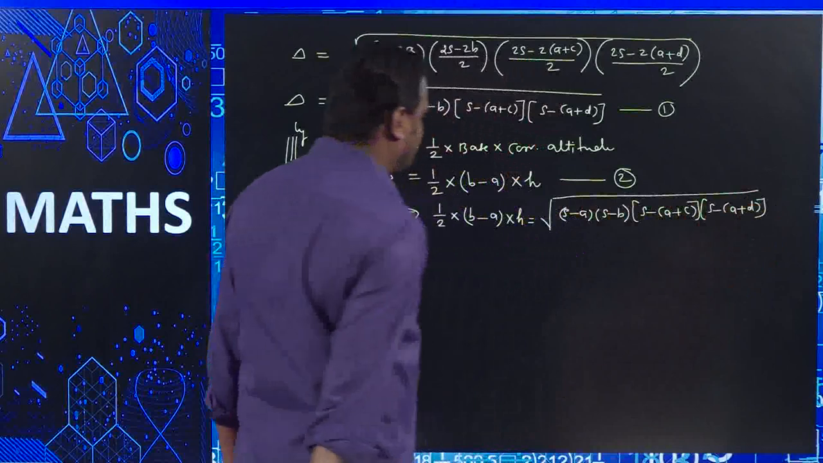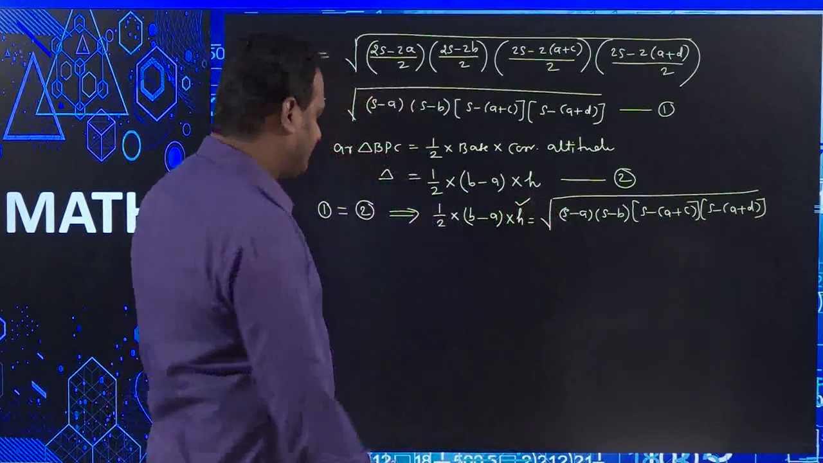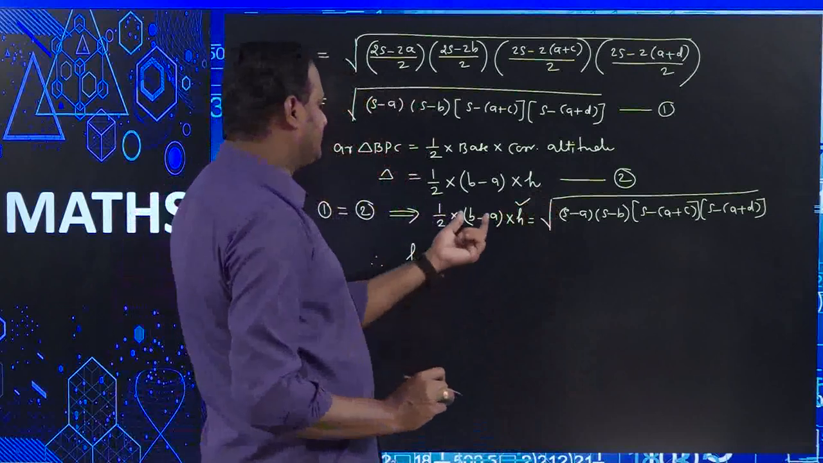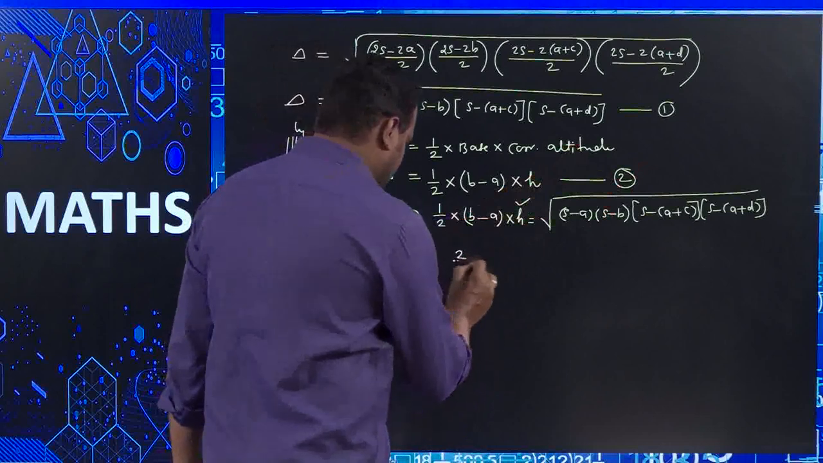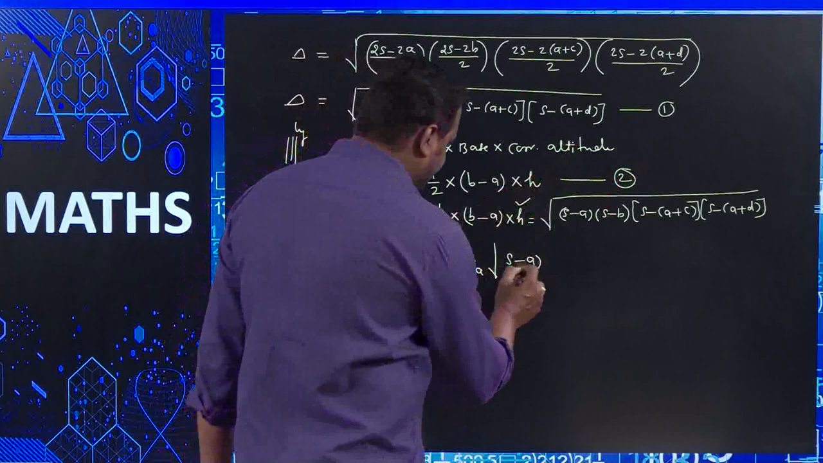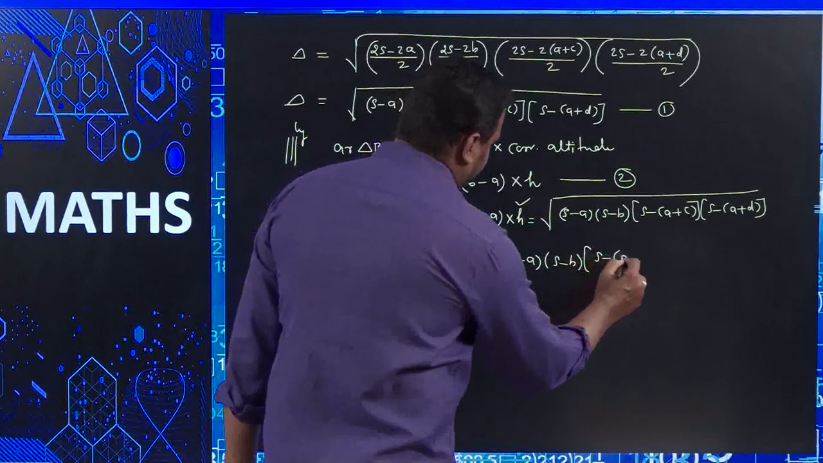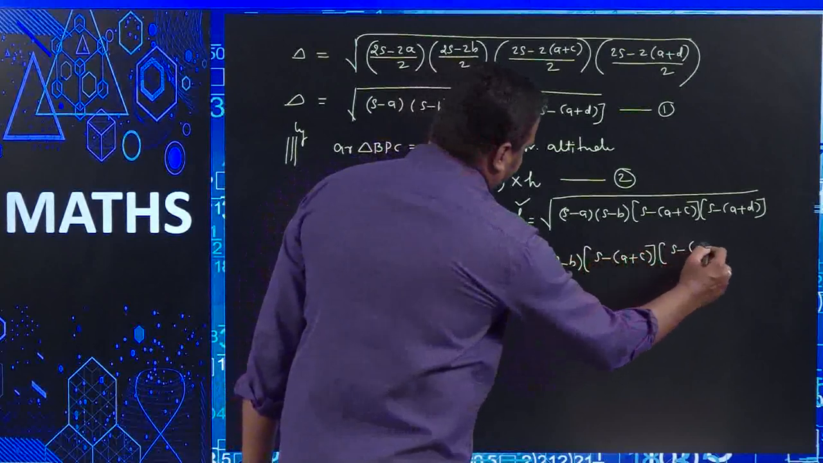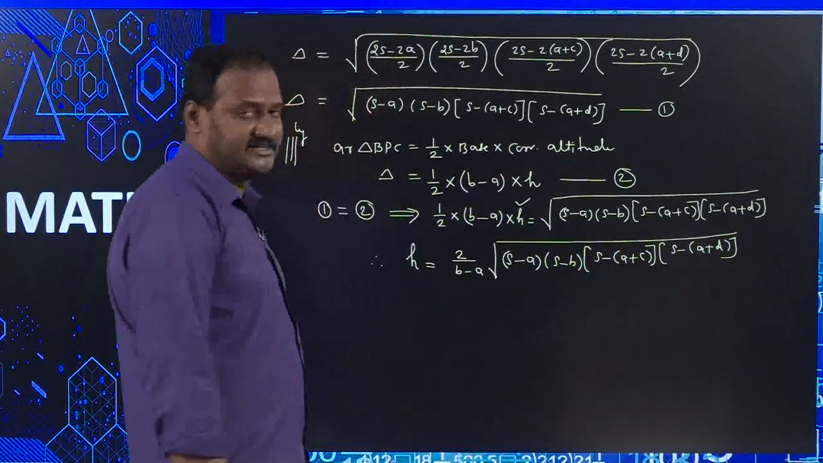But what we want is the value of H, so let us make H the subject. Therefore, transposing B minus A divided by 2 to that side, the value of H is 2 divided by B minus A into square root S minus A into S minus B into S minus of A plus C into S minus of A plus D, right? This is the value of H.